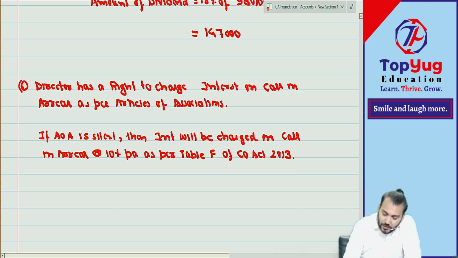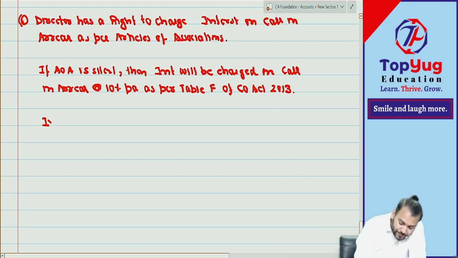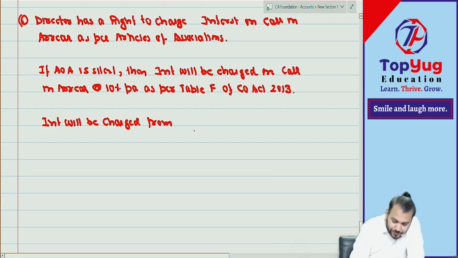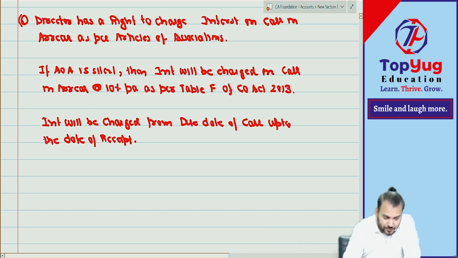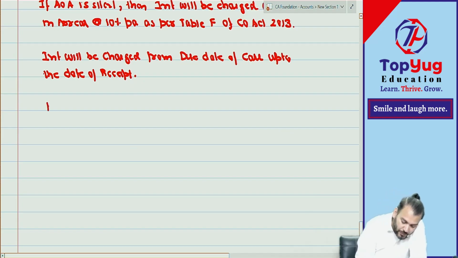Correct? Now, this interest will be charged from which date to which date? From the due date of call up to the date of receipt. Date of receipt. Correct? Understood? Write down.